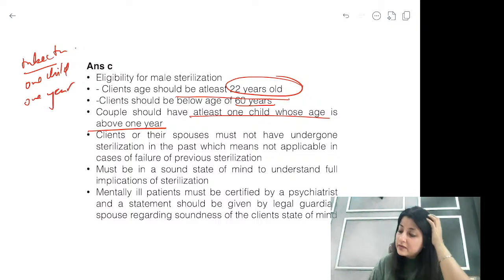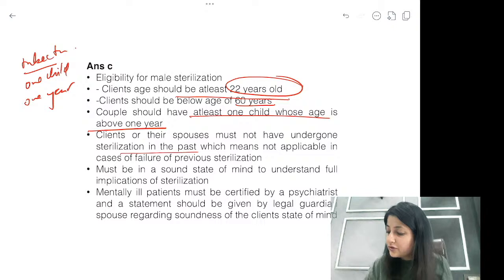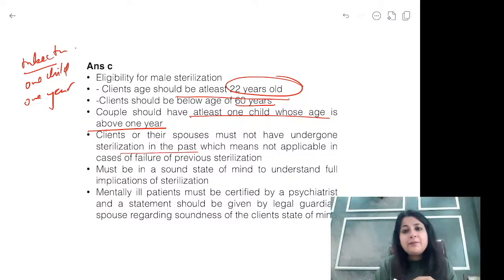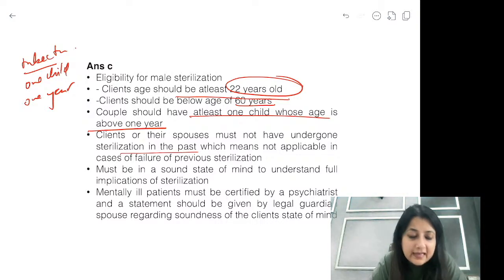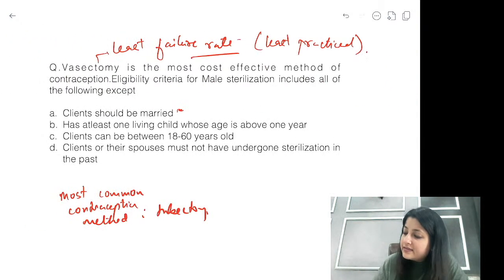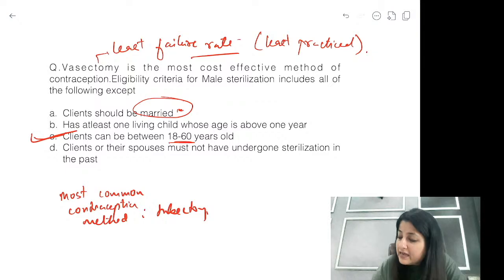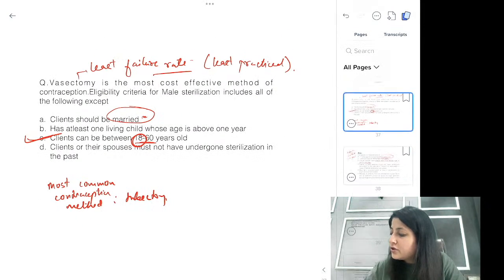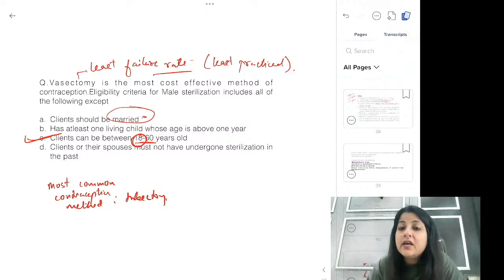Clients or their spouses must not have undergone sterilization in the past. Must be in a sound state of mind. If someone is mentally ill, then a psychiatrist can certify it. So let us see over here. It was written 18 to 60. No, 22 to 60. Married होना चाहिए. Ever married, divorce चलता है. Married is also a criteria, but age में this is not the criteria. And one child more than 1 year old. Okay.